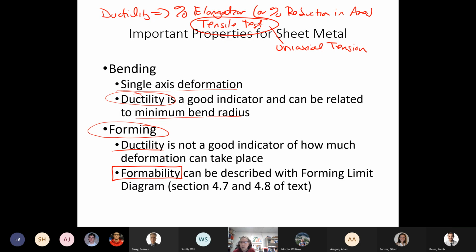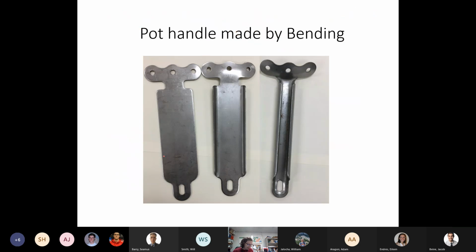But let's finish, probably today, I'll see, with going back to bending and saying, okay, we can use straight ductility to describe this. So let's look at a part that's made by bending. Just because we say that bending is deformation around a single axis doesn't mean that we can't get fairly complex parts. We just have to do multiple bends.